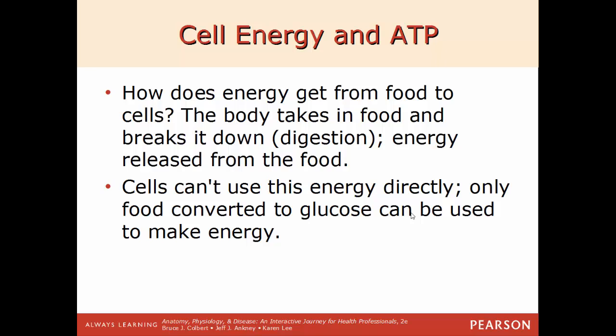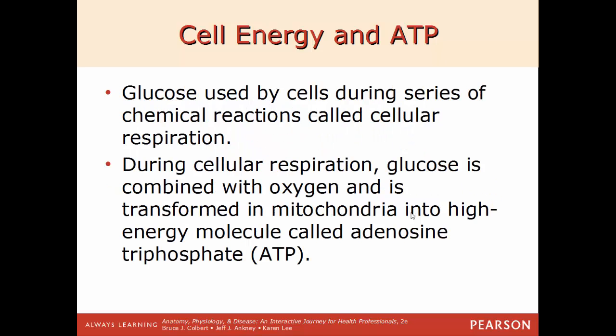If cells don't get this source of fuel, then the cells can't function. If cells can't function, they will start to die. If cells die, tissues die. If tissues die, organs die. If organs die, you die. So glucose is critically important to your body's physiology. Now, glucose gets used by your cells through a very long series of reactions called cellular respiration.